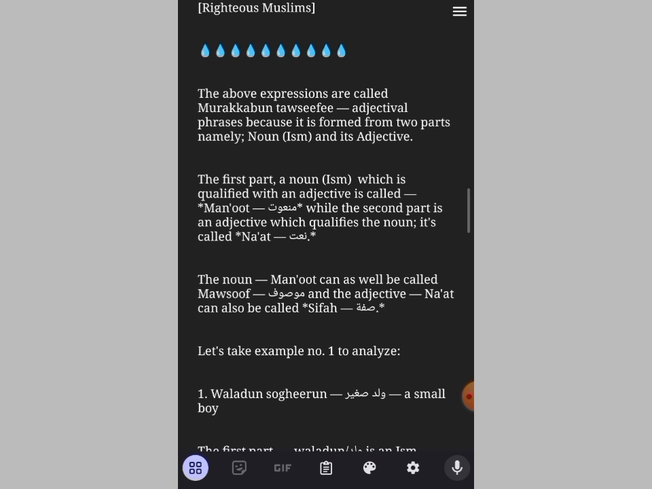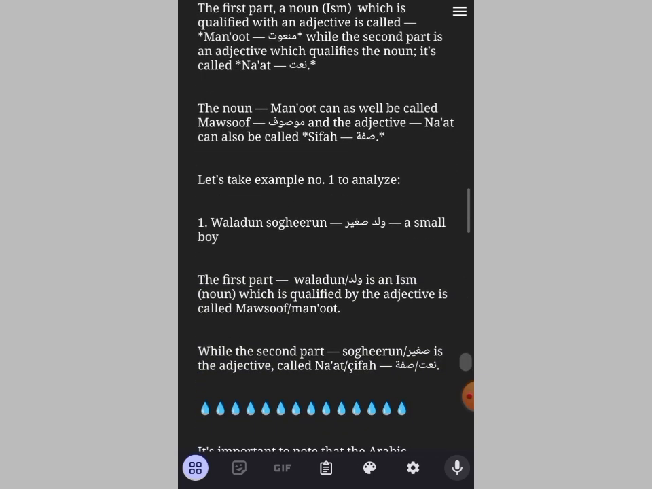Nat is the adjective. Another popular word: you can say mawsuf instead of man'ut. So you say mawsuf, and of course you say sifa for the adjective. Instead of saying nat, you can say sifa. All right. Now let's look at the analysis of example one.